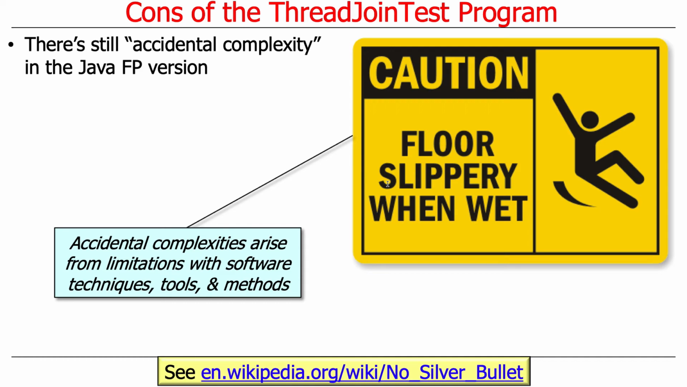So what are some of the problems? Well, the problem with the functional programming approach is, even though it's arguably better than the object-oriented approach we had before, there's still a number of accidental complexities. What is an accidental complexity? An accidental complexity is a complexity that arises from limitations with the techniques, the tools, the methods, and the languages that we use to build software. And that's to be contrasted with essential or inherent complexity.